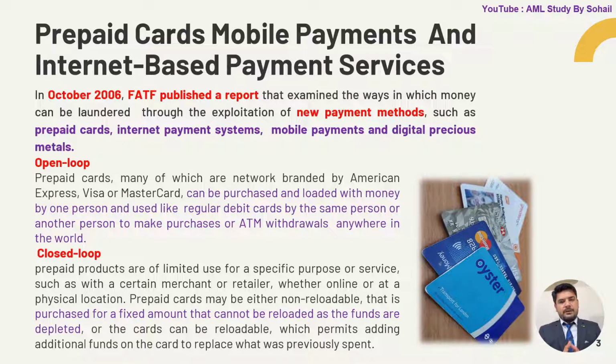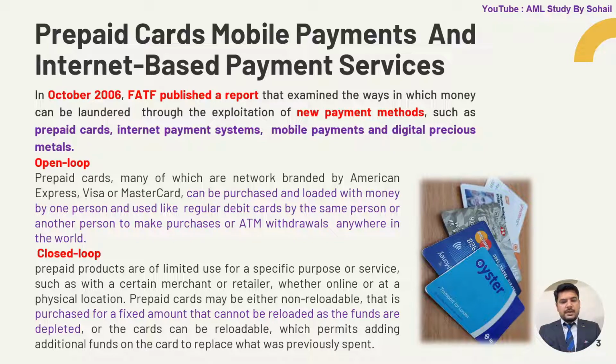There are two major types of cards. One is the open loop card, the second is the closed loop card. An open loop card is a prepaid card, many of which are network branded, like American Express, Visa or Mastercard. It can be purchased and loaded without any money by one person and used like a regular debit or credit card by the same person or another person to make a purchase or ATM withdrawal anywhere in the world. So anyone can use it for any product. This is open loop.